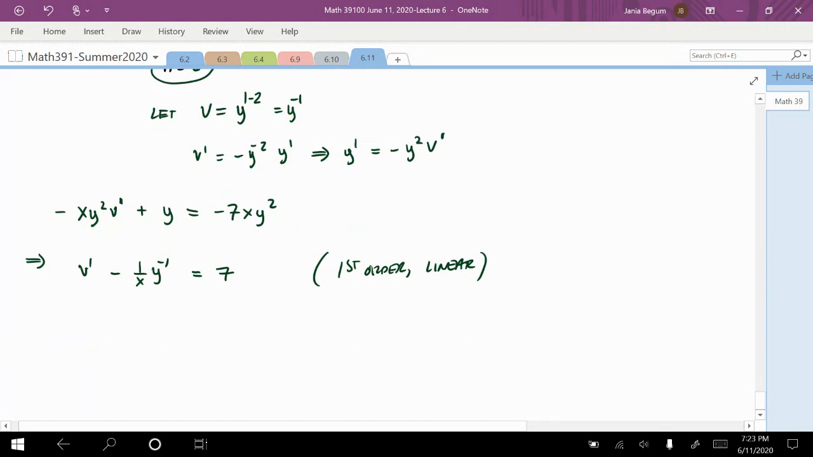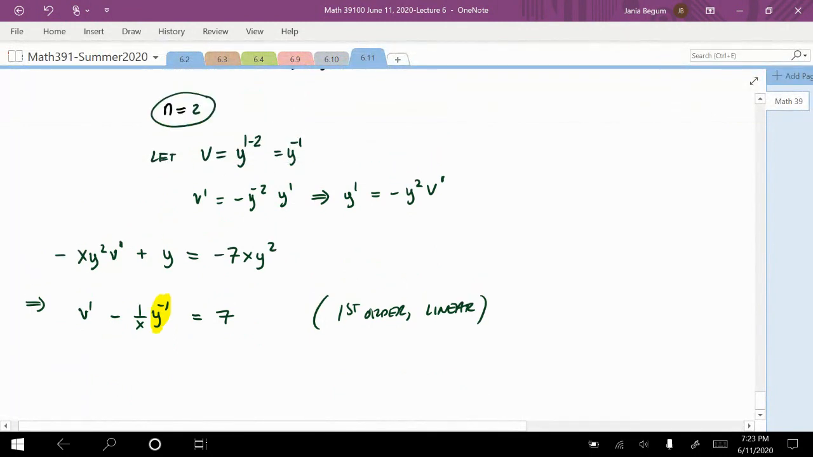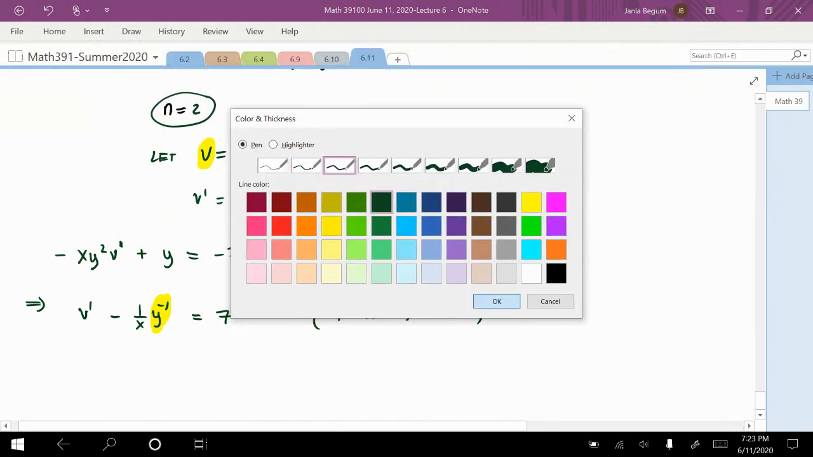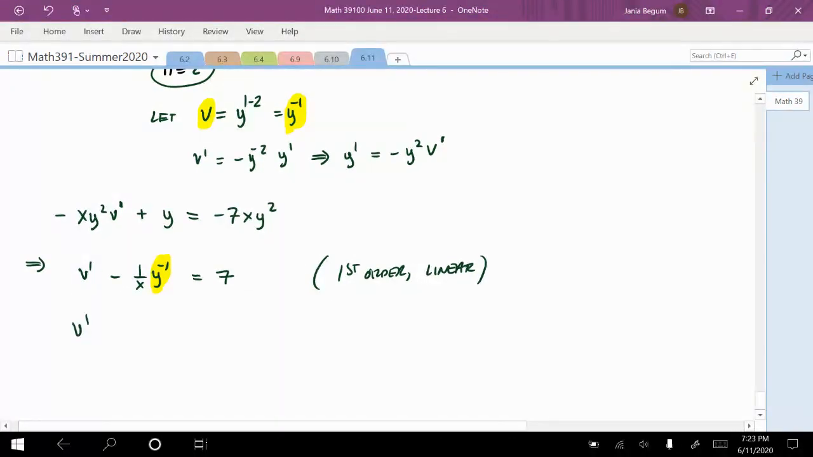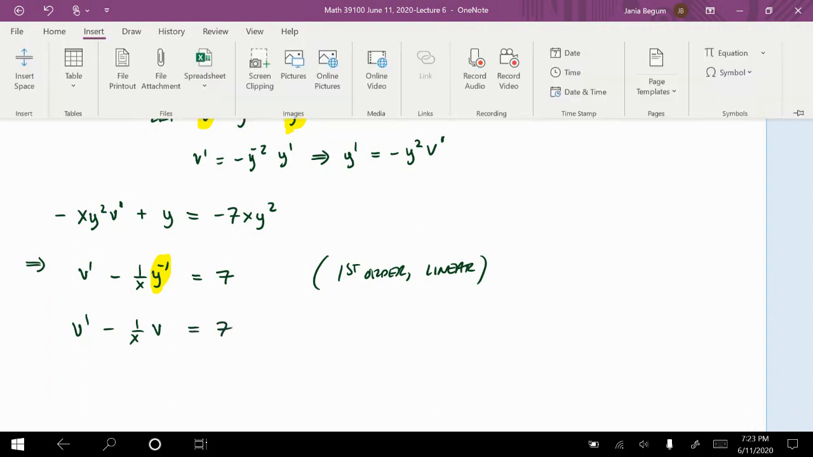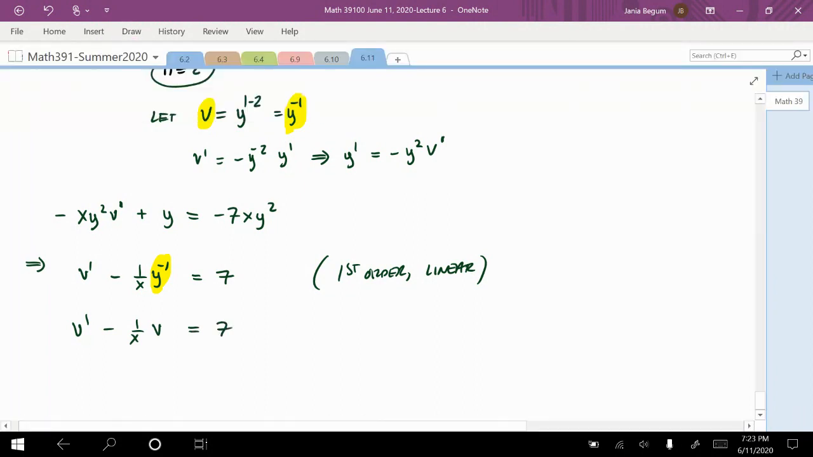But before we do that, we need to replace what is y to the negative 1, because everything has to be transformed into v and v prime. So y prime is this term. Y to the negative 1 is this term. So if I make the following substitution, then I have a first order linear equation. So v prime minus 1 over x, v is equal to 7. So maybe I should hold on to this and bring it right here.